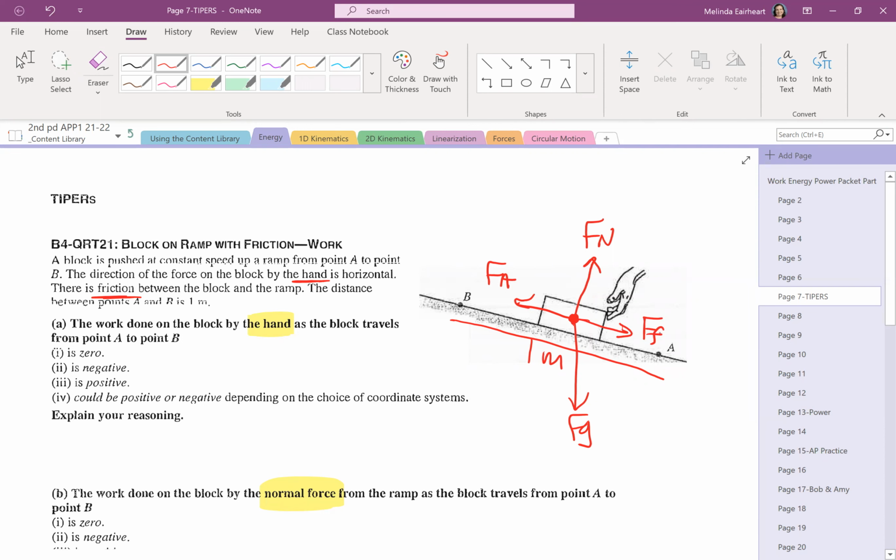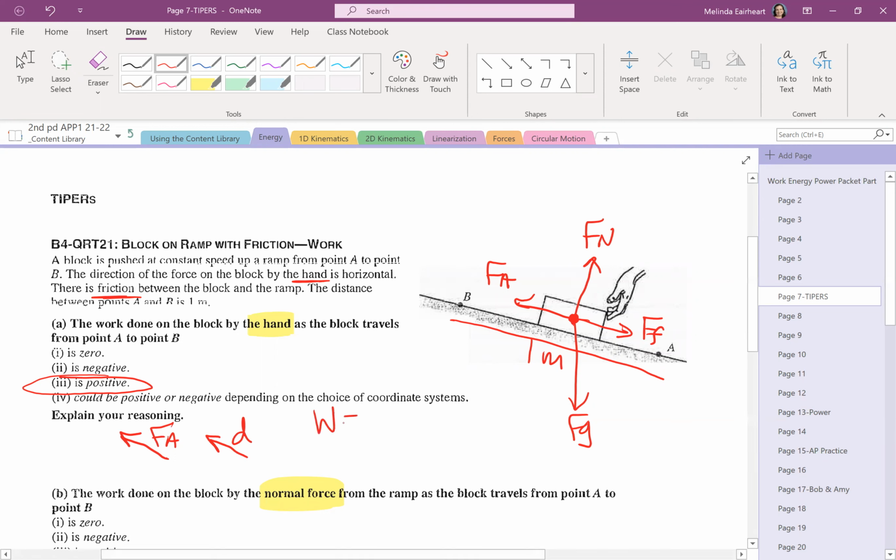And so this question, we're not calculating. It's just, is it 0? Is it positive? Is it negative? Or can't be determined? And so first, what about the hand? What kind of work is the hand doing, the applied force? Positive. How do we know? Right. And so remember, the applied force is the same direction as the distance traveled, A to B, not B to A. That would be a different answer.